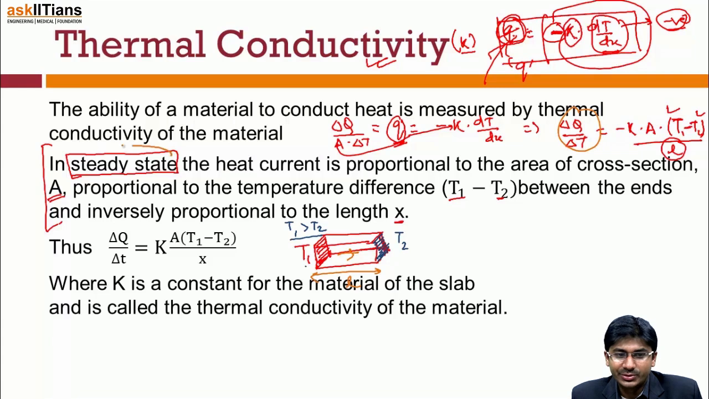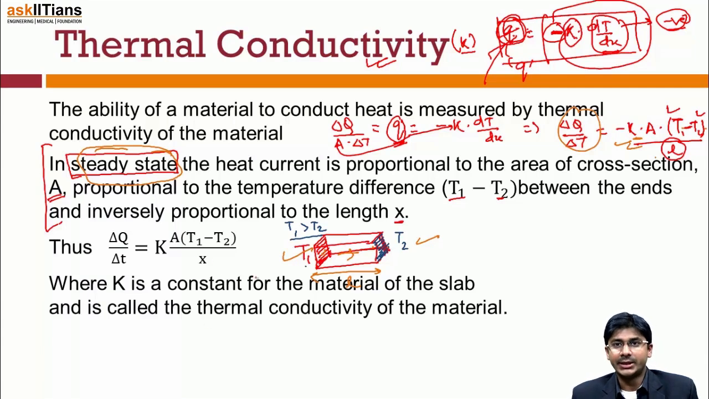So the delta Q by delta t through this material in a steady state, which I haven't told you about yet, is constant: K into A. What is this A? A is the area of cross section that I have shaded here. At this point it is the red one, at this point it's a violet one. So this area you have to take. T1 minus T2 is the temperature difference, divided by L, the length of this rod. So if you want to find the heat flow through this rod, this is the expression that will guide you.